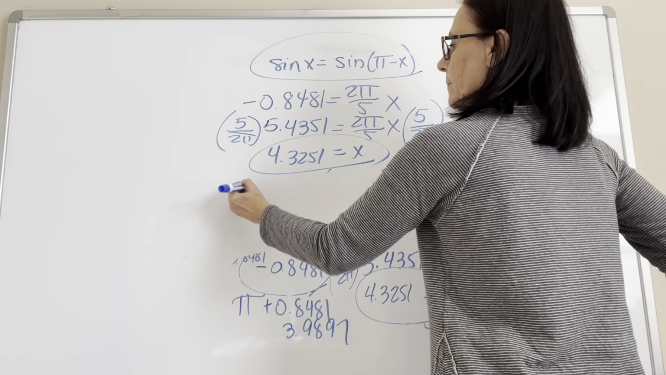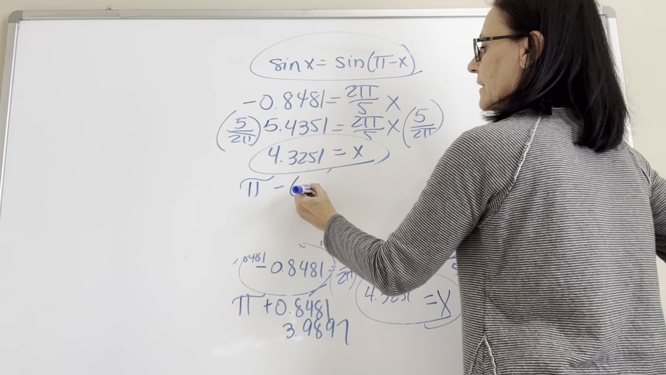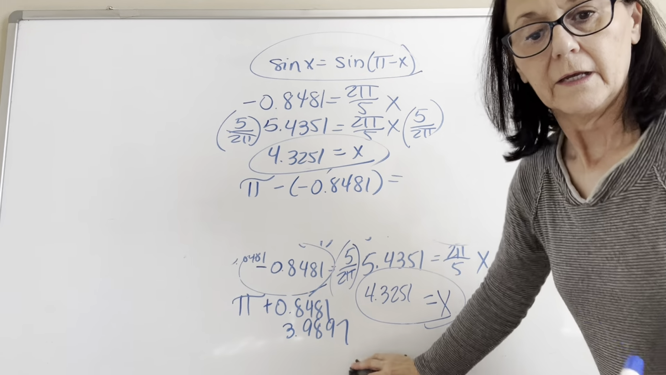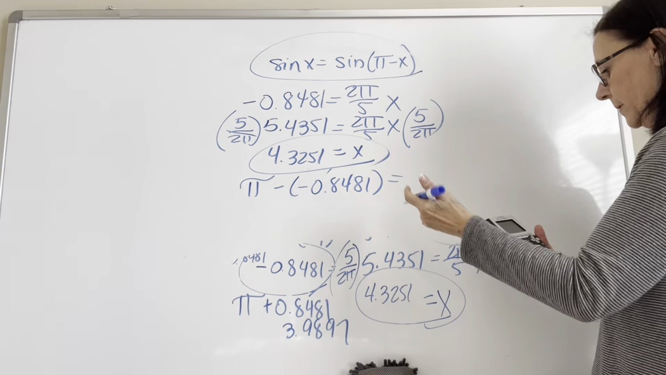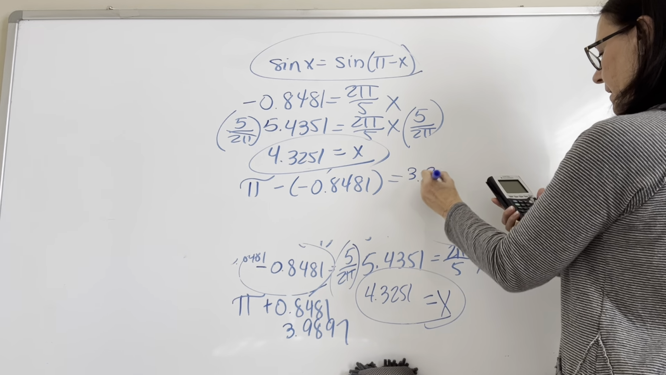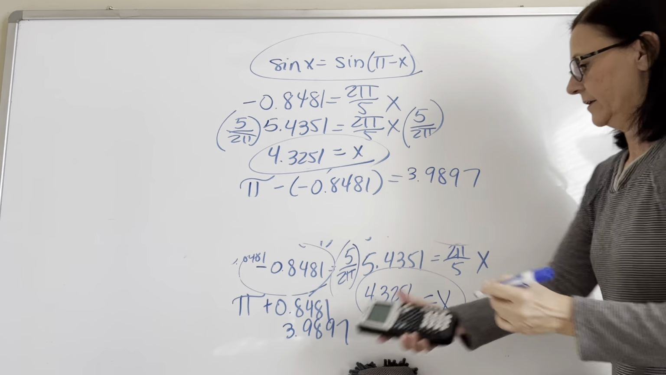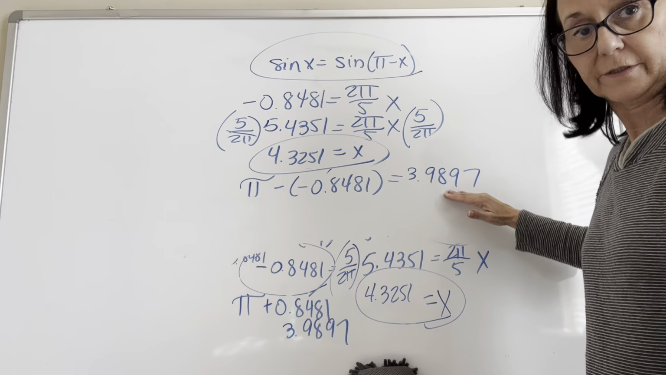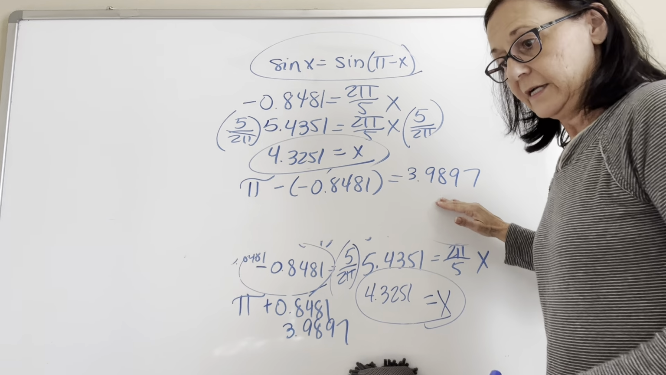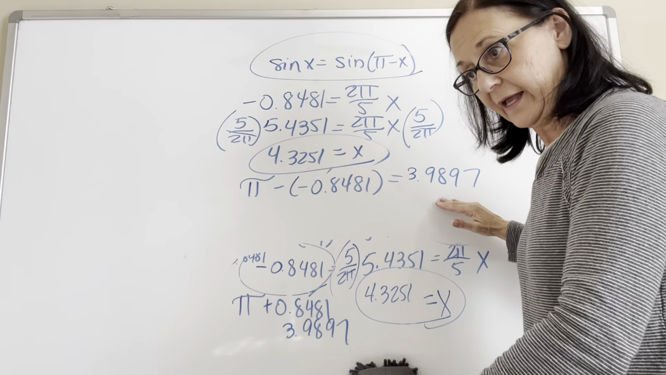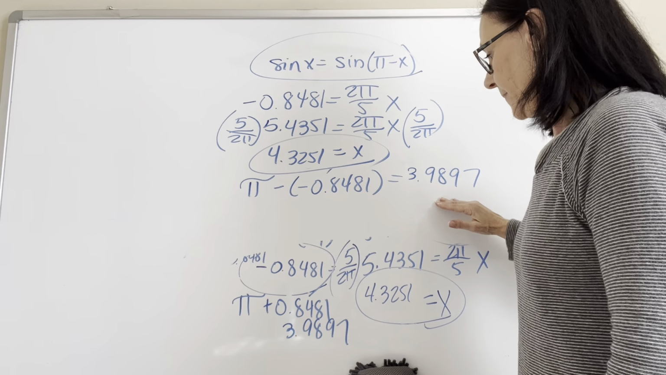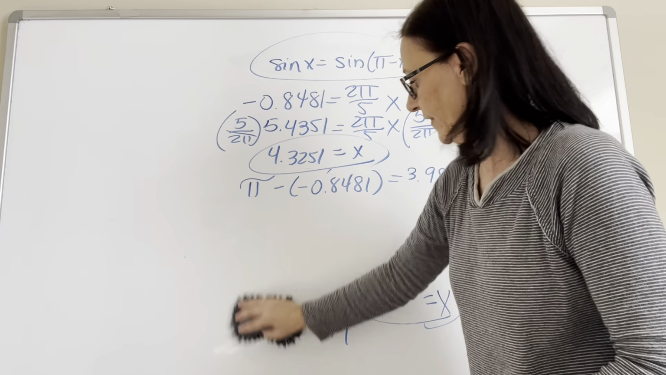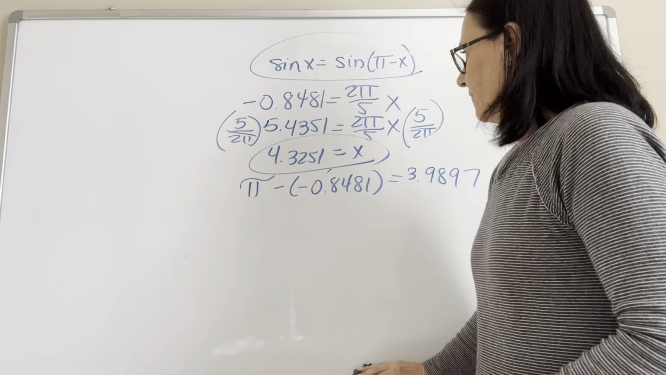So when I took pi minus the negative 0.8481, which is plus that, I got 3.9897 right here. All right. So now I'm in the third quadrant. And that makes sense because the third quadrant is between pi and 3/2 pi. But I haven't solved for x, so I need to go back and solve for the x value.